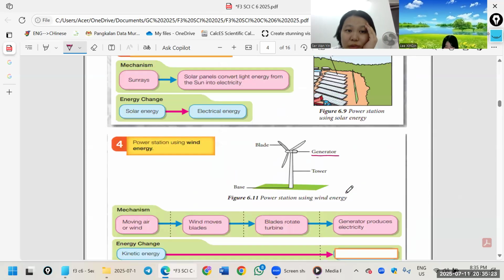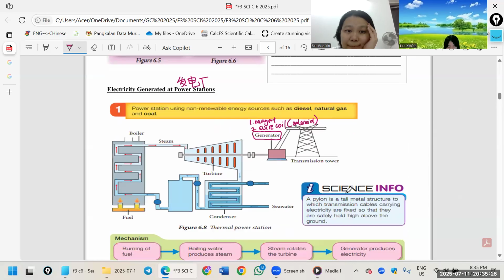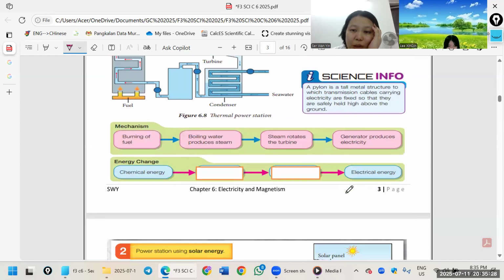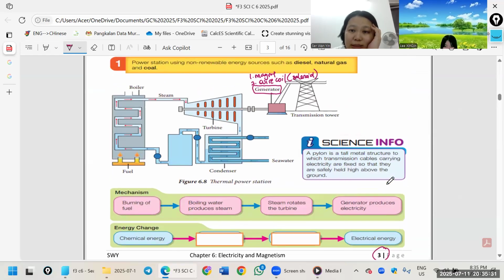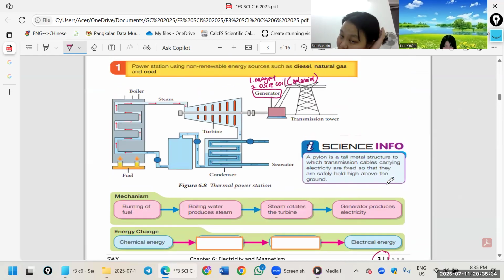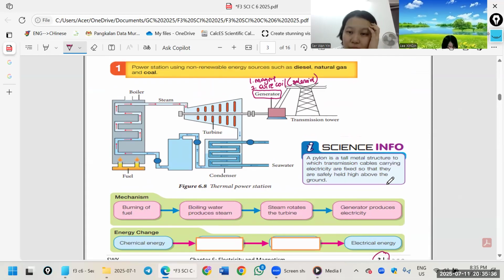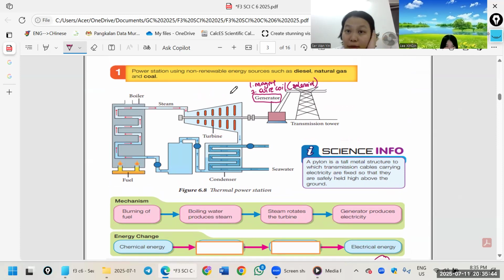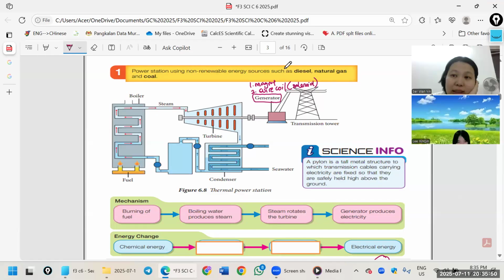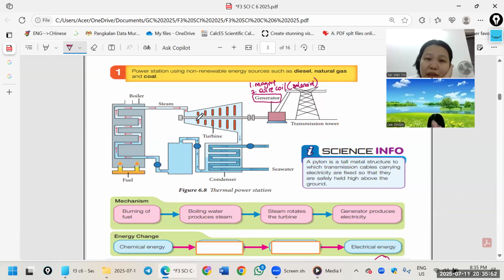Okay, then we go to page 3 first. Same thing, sure, there is a generator. Then here is the turbine. Turbines come in many shapes. A shape like this means we are using steam. Steam is gas. The hot steam turns the turbine.